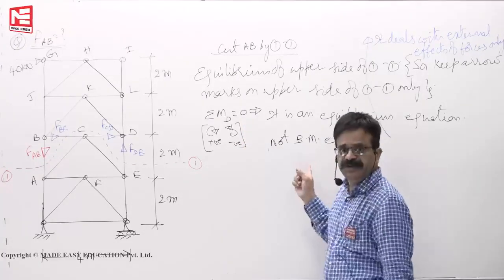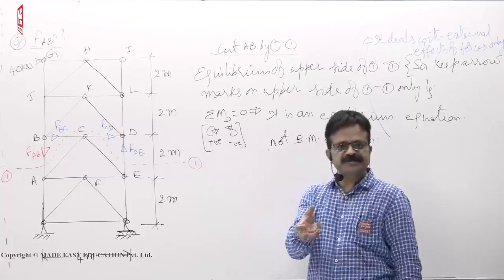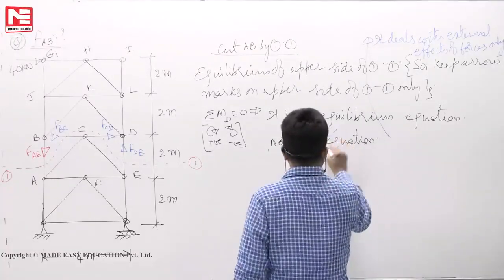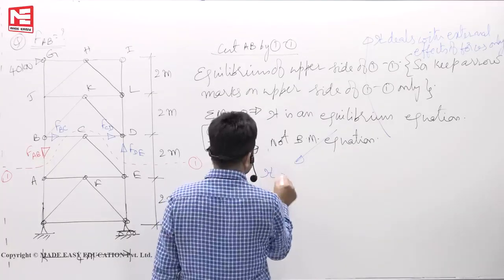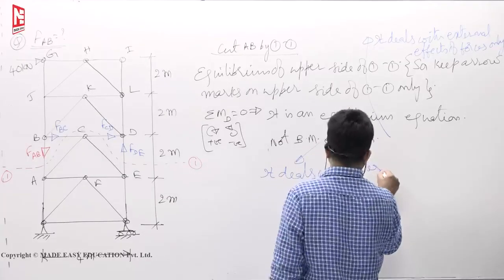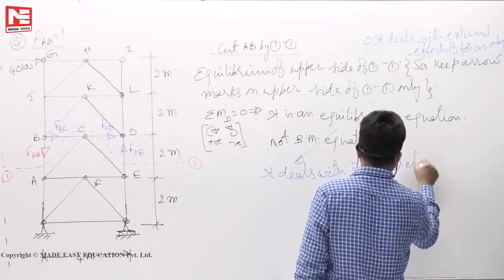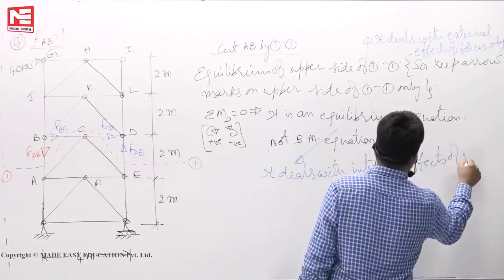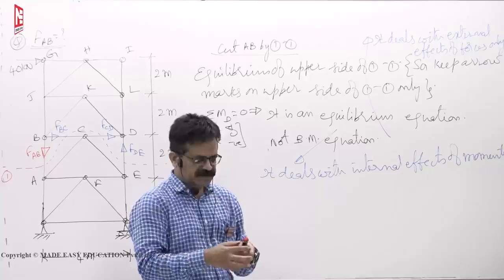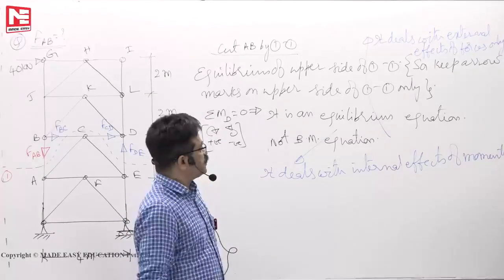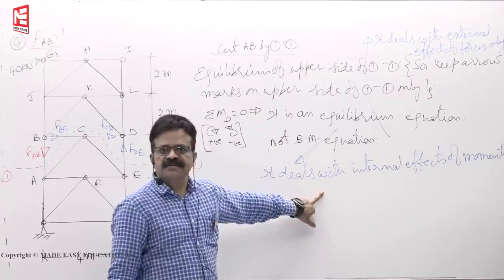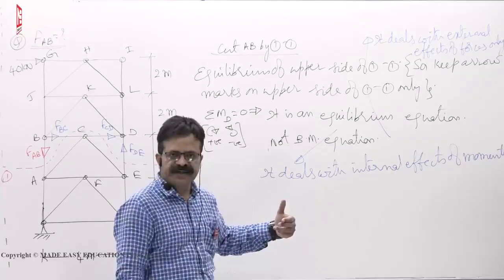But what is bending moment? Then here you are worrying whether that moment is bending the member or twisting the member. So, bending moment equation means this bending moment equation, it deals with internal effects of moments, whether that moment is sagging the member or hogging the member. It is a deformation equation. How it deforms, based on that you will fix the bending moment, positive or negative.